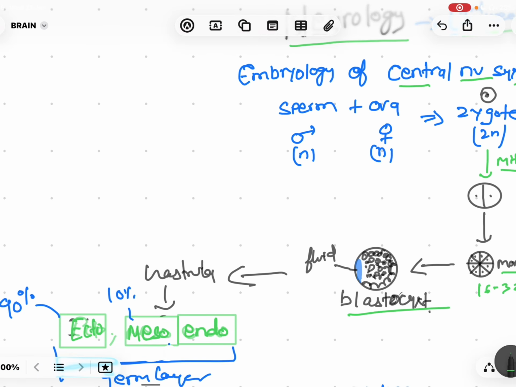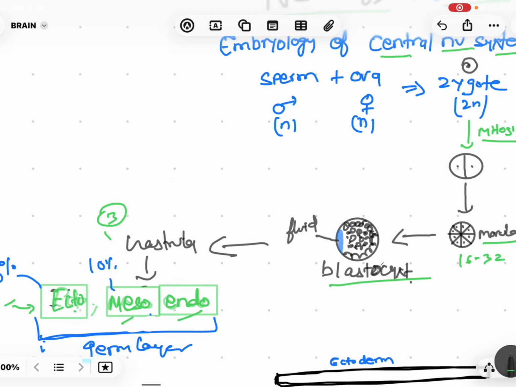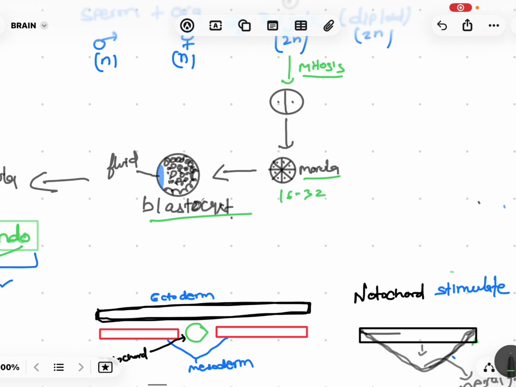And then it goes to the gastrula. The gastrula is the germ layer stage. We can see three germ layers: ectoderm, mesoderm, and endoderm. The nervous system is 90% made up of ectoderm and 10% of mesoderm. We can discuss that later. So let me show you the germ layers.